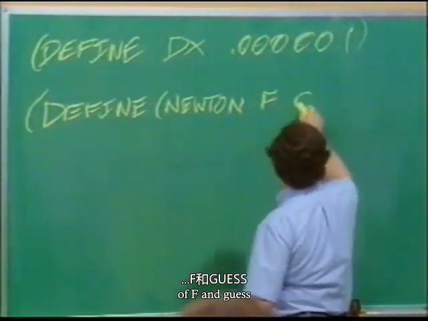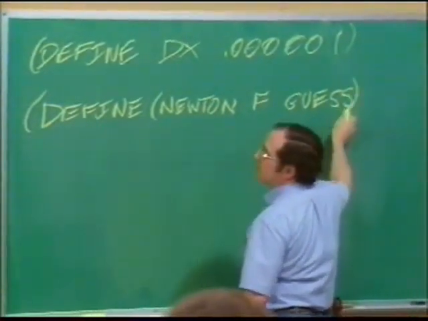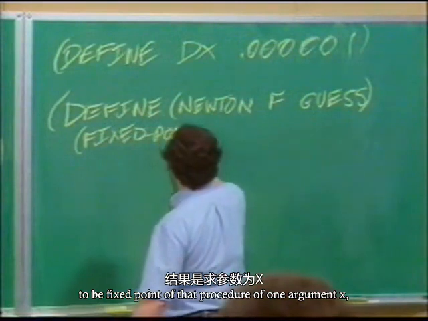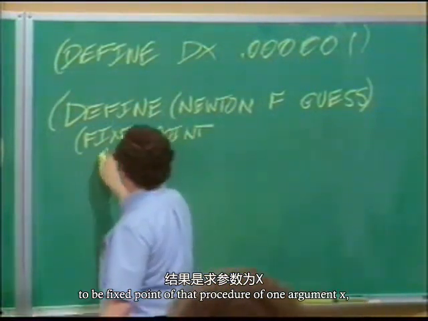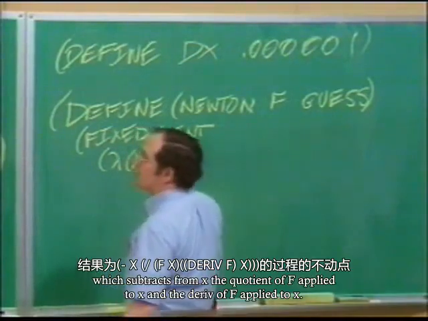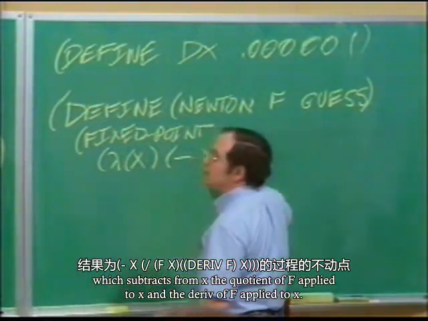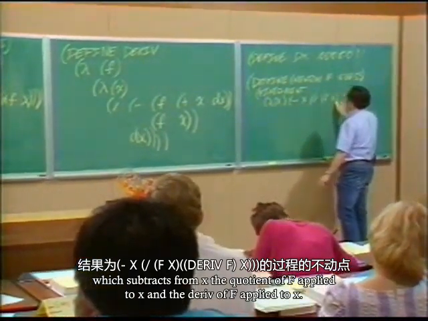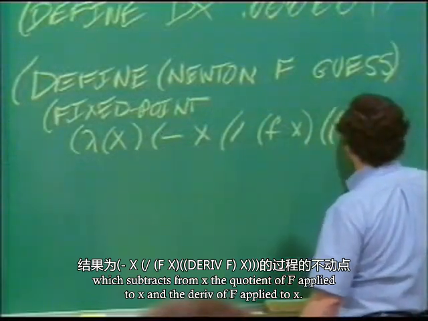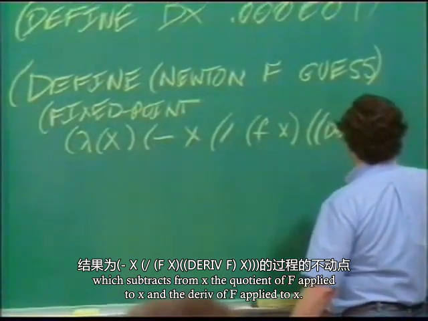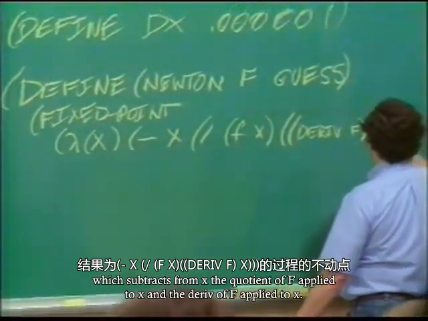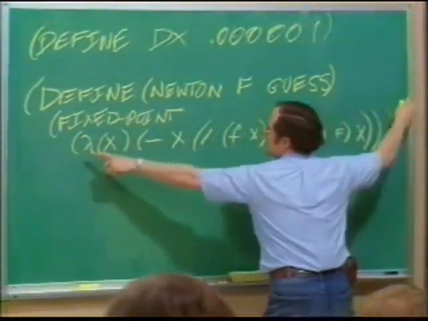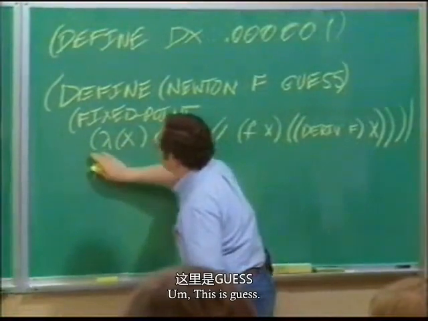Of f and guess to be fixed point of that procedure of one argument x which subtracts from x the quotient of f applied to x and the deriv of f applied to x. Yes.